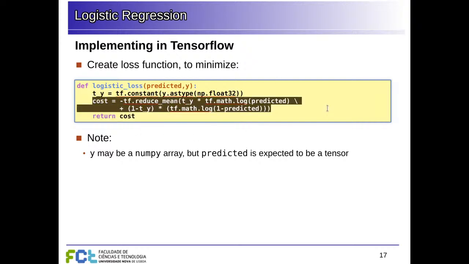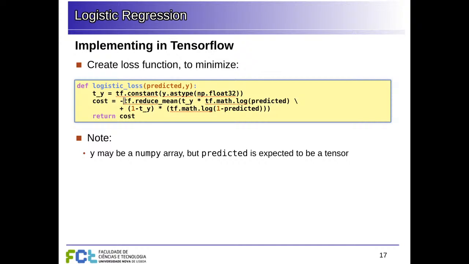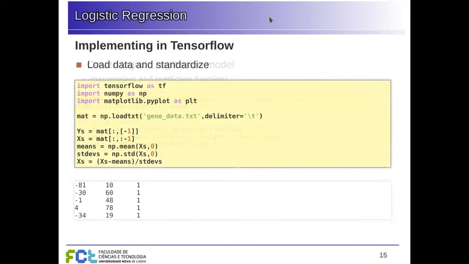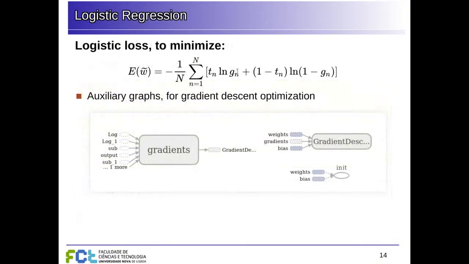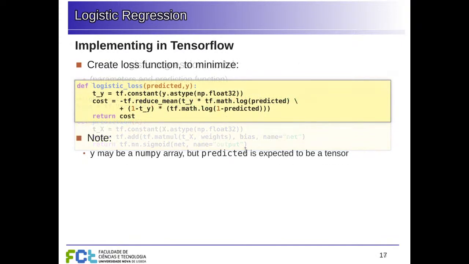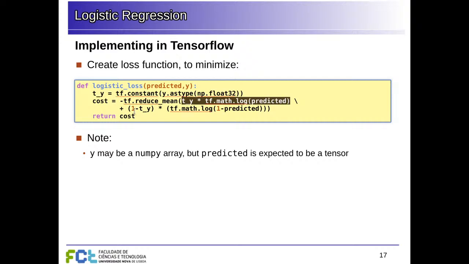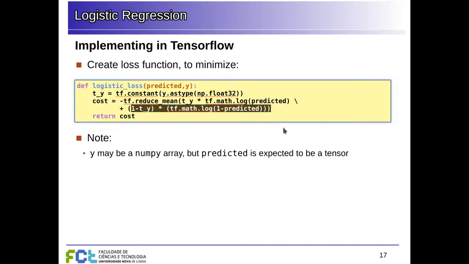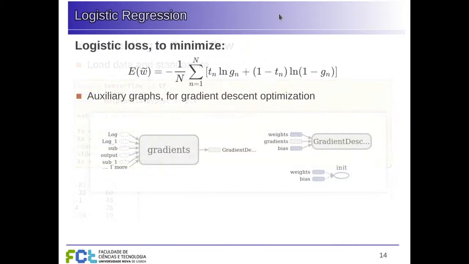And we create here the cost function or the loss function by computing the average, the mean. This is called the reduce mean function in TensorFlow, applied to these products. You see we have the class label multiplied by the logarithm of the prediction, plus 1 minus the class label multiplied by the logarithm of 1 minus the prediction. And our loss function will be the negative of this, just as we have here.